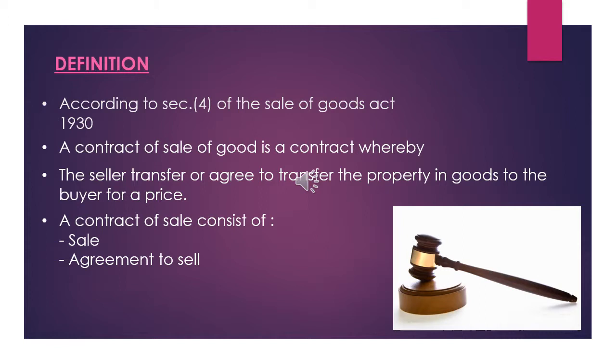Definition of the contract of sale. According to Section 4 of the Sale of Goods Act 1930, a contract of sale of goods is a contract whereby the seller transfers or agrees to transfer the property in goods to the buyer for a price. A contract of sale consists of the following: sale and agreement to sell.